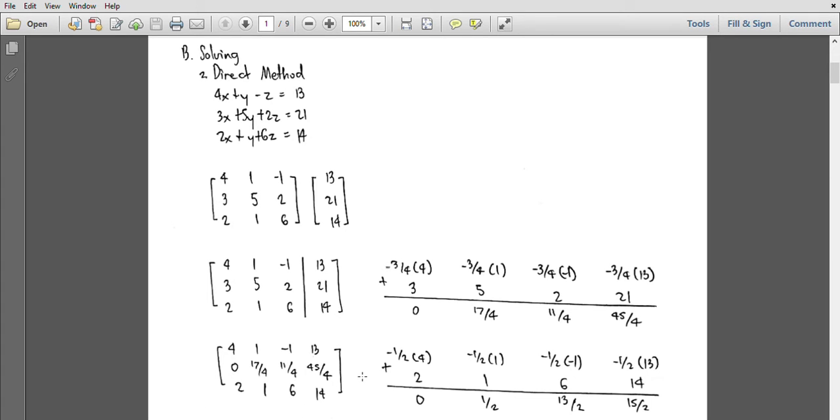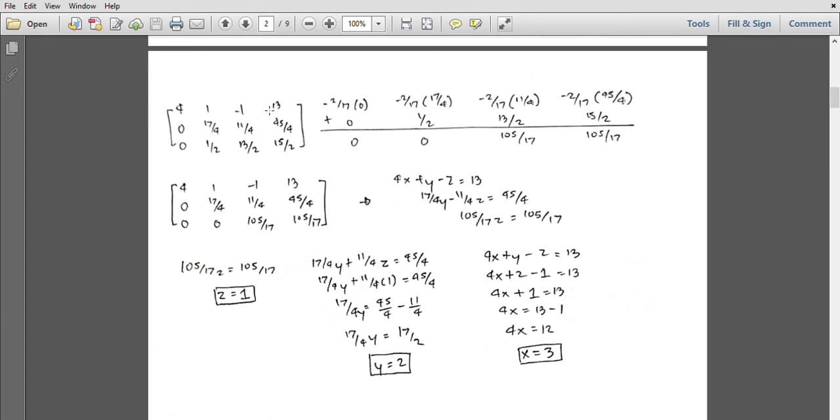We'll do the same step with row 1 and row 3 in order to make the first element of row 3 a 0. As we do the same step, we encounter 2 over 4, which we can use 1/2 instead. Now this will have us use negative 1/2 as a multiplier, so we can eliminate the 2 of the third row. Now we get 0, 1/2, 13 over 2, 15 over 2. Now we got this matrix.